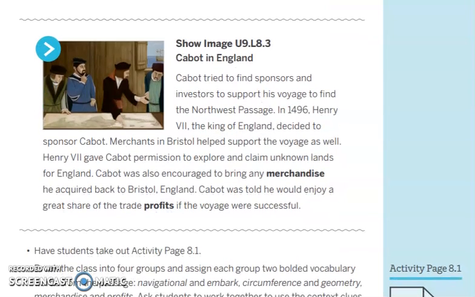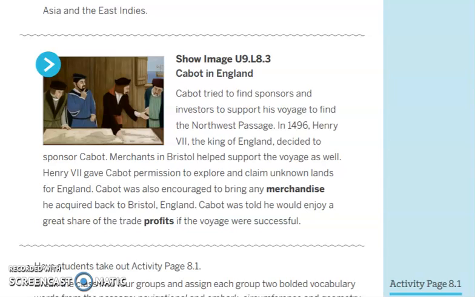Cabot tried to find sponsors and investors to support his voyage to find the Northwest Passage. In 1496, Henry VII, the King of England, decided to sponsor Cabot. Merchants in Bristol helped support the voyage as well. Henry VII gave Cabot permission to explore and claim unknown lands for England. Cabot was also encouraged to bring any merchandise he acquired back to Bristol.